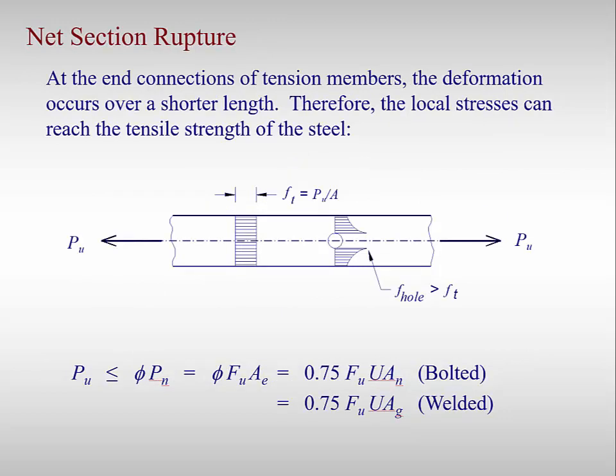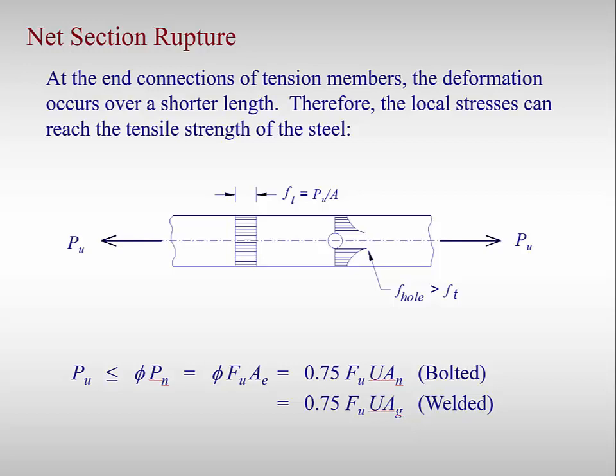At the end connections of tension members, the stress will concentrate and the deformation or strain can occur over a shorter length. Therefore, the local stresses can reach the tensile strength of the steel. Failure at the connection location is defined by net section rupture, which is defined by the tensile or ultimate strength times the effective area. This is equation D2-2 in Chapter D of Part 16.